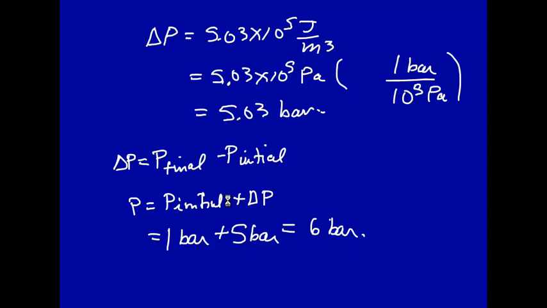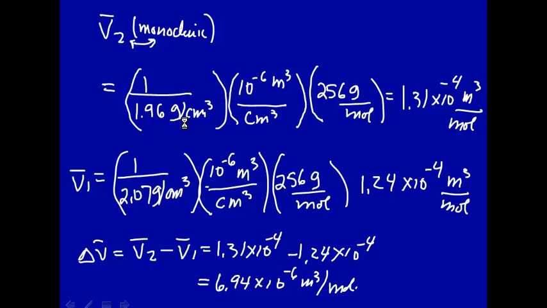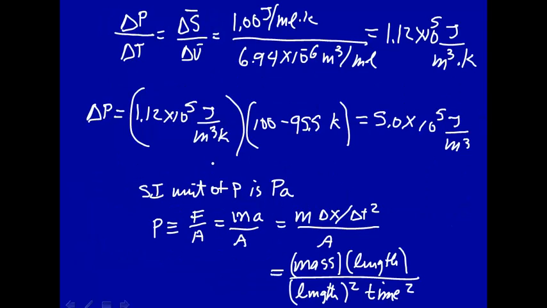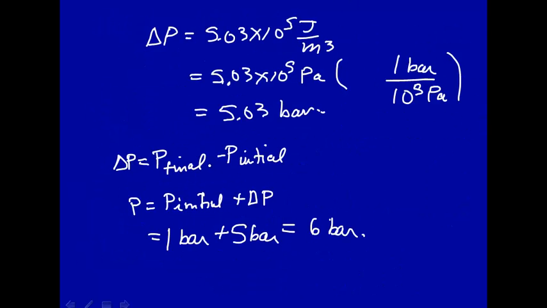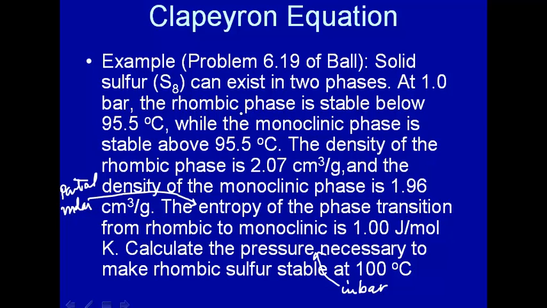So what does this calculation do? Well, it says that if you go back to the original phase diagram here, now you have to go up to 6 bar in order for the rhombic phase to be stable at 100 degrees C. Kind of neat. We calculated those. That's what physical chemists really get excited about, calculating things like that. All right, so that's that example problem.